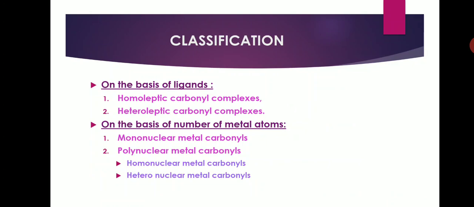Polynuclear metal carbonyls. Polynuclear carbonyls contain two or more metal atoms. These are further classified as homonuclear metal carbonyls and heteronuclear metal carbonyls. Homonuclear metal carbonyls contain metal atoms of only one element, for example Fe2(CO)9. Heteronuclear metal carbonyls contain metal atoms of different elements, like MnCo(CO)9.